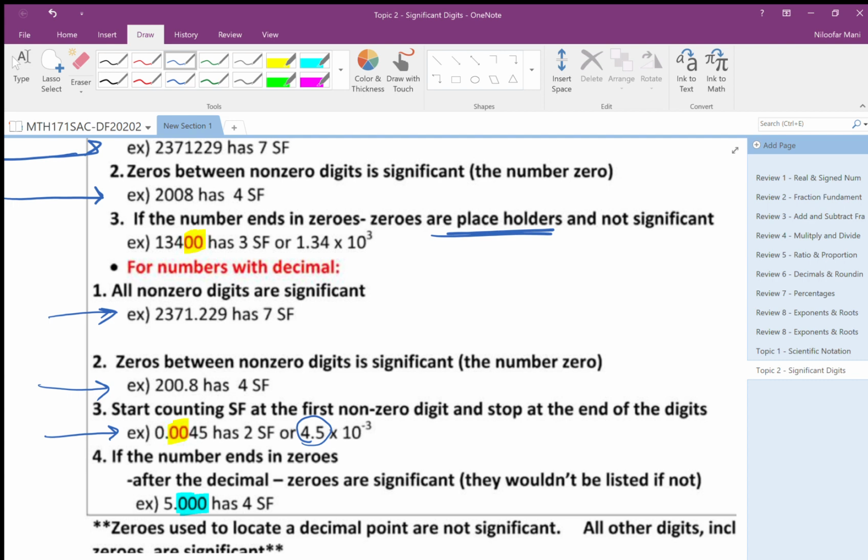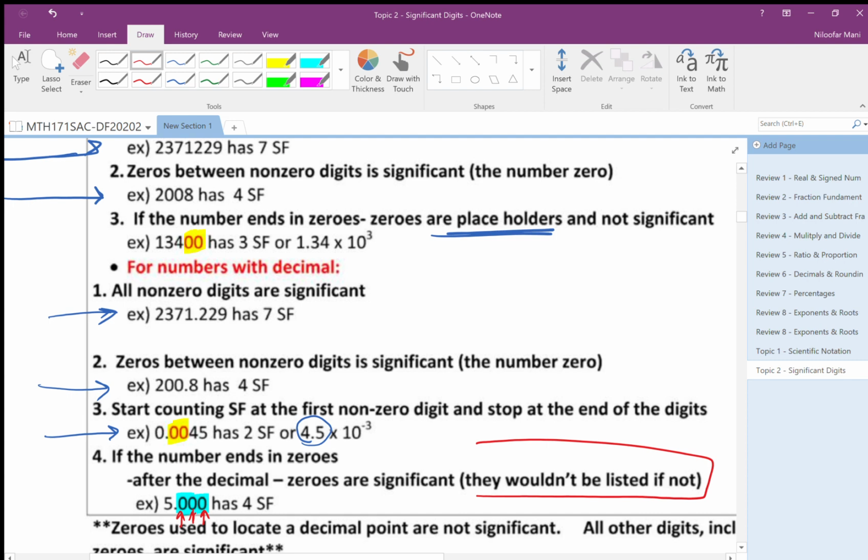But when I say 5.000 here, I say 3 zeros after the decimal, because I want to emphasize I am sure this digit is 0. I am sure this digit is 0. And I am sure this digit is 0. I am sure about them. Okay? Otherwise, I don't need to say. See, they won't be listed if they are not important. So they are important, I have to count them.